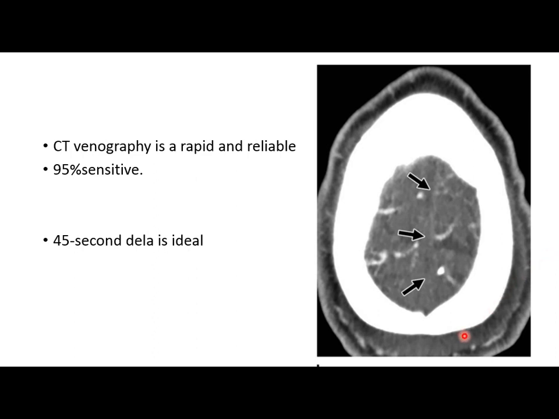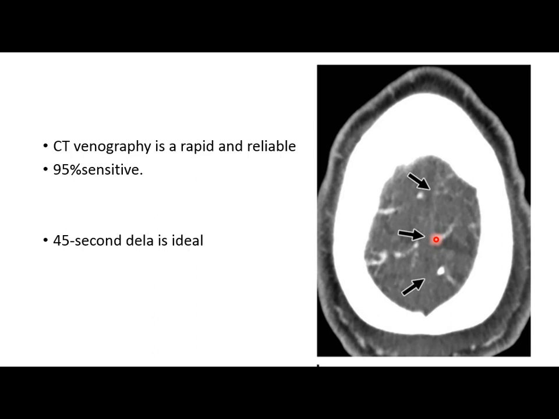This is the CT venography. It is a very good tool to diagnose this condition. It is rapid and reliable. It shows around 95% sensitivity. The cortical veins will be affected. You can see the filling defect in the superior sagittal sinus. Yes. It will cause a filling defect along the sinus that is affected.